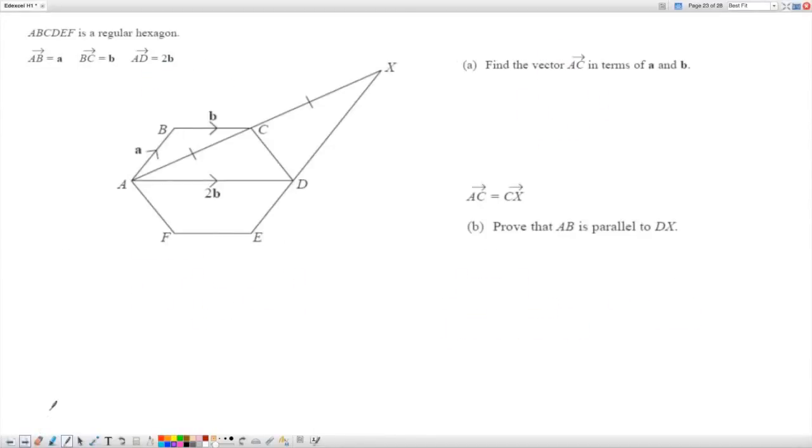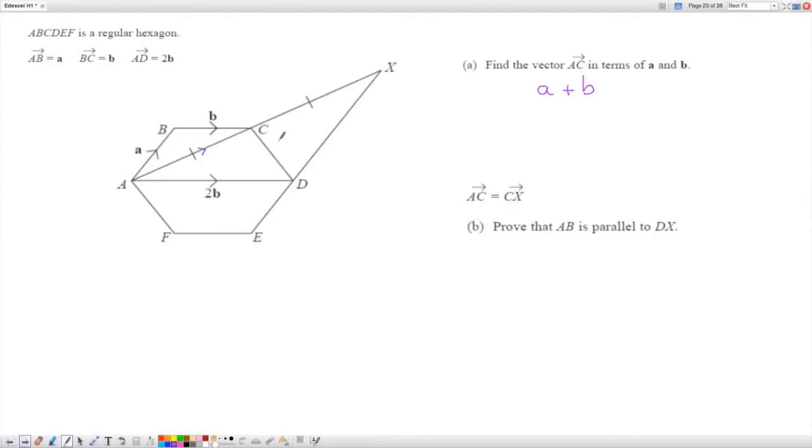This question is about vectors. First, we're given a hexagon and a number of vectors shown. We're asked to find the vector AC in terms of a and b. So AC is here. To get to AC, we're going to go up a and across b. So we have a plus b.